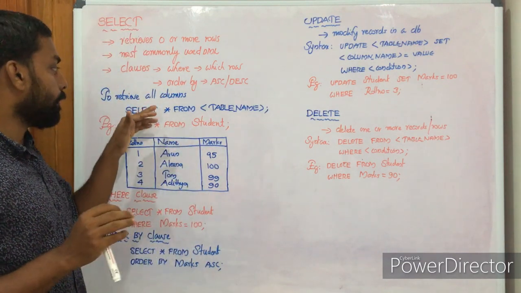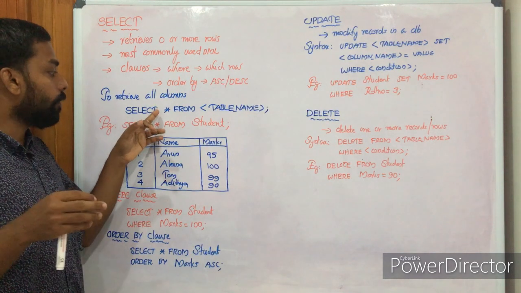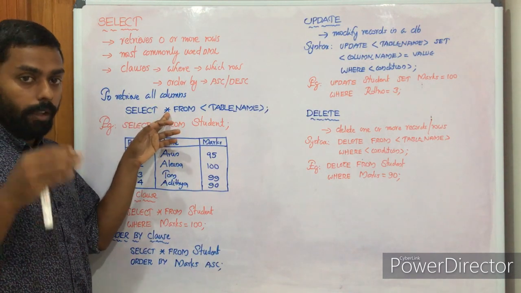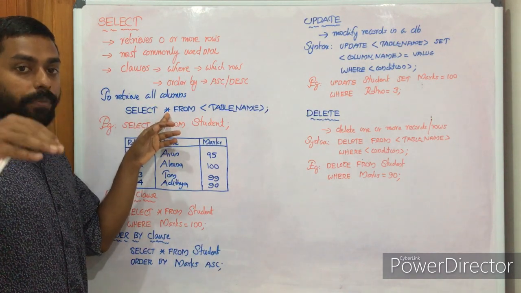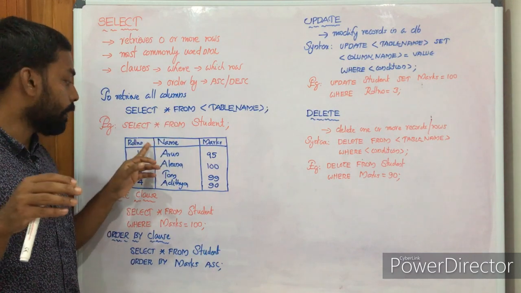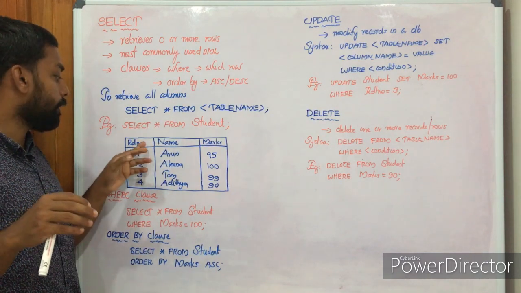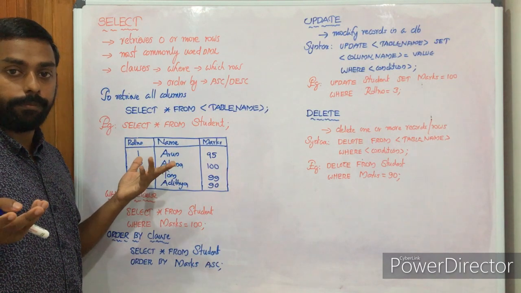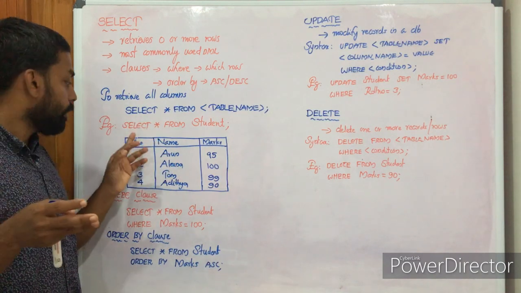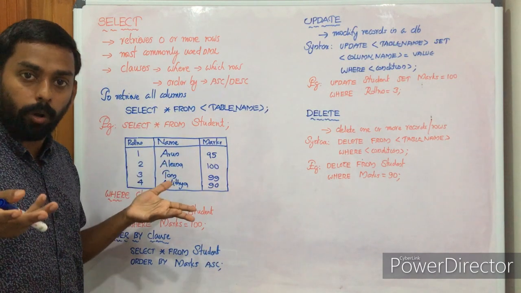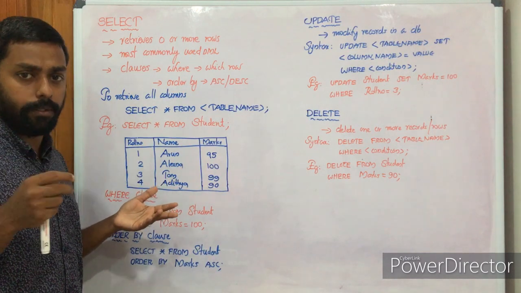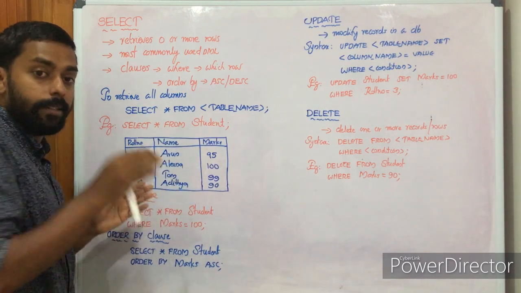And here is the syntax. If you want to select all the columns, we use star. If you do not want to retrieve all the columns, you can specify the column names, like select roll number comma name, and in place of star you can add select roll number comma name comma marks, all the columns. There are different options. So this will be the resultant table.